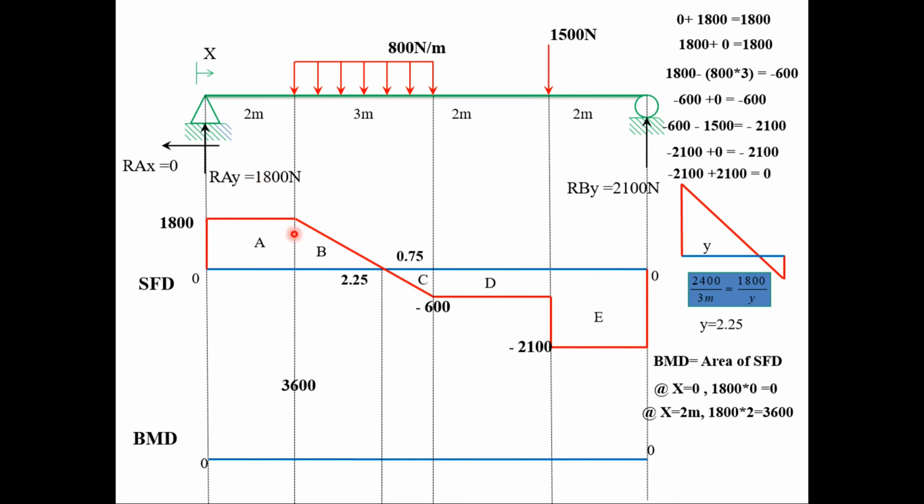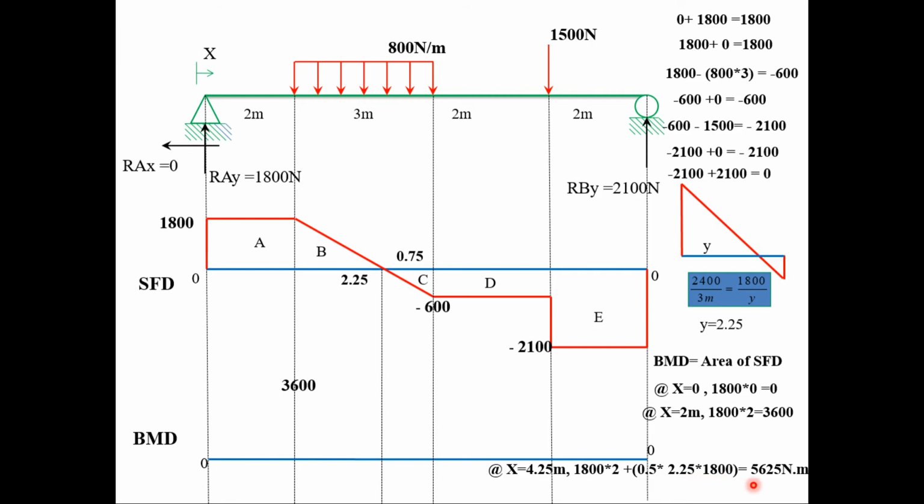Proceeding, at x equals 4.25 meter, we'll have the area of region A plus the area of region B. So the area of region B is the area of a triangle, so it will be 3600 plus half, the base is 2.25, the height is 1800. It will give us 5625 Newton meter.